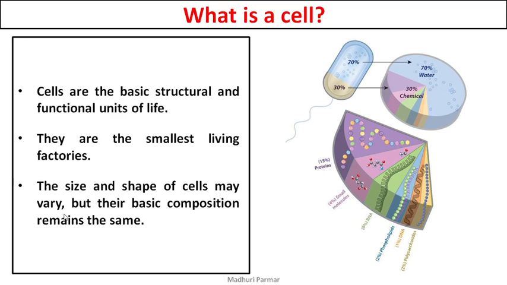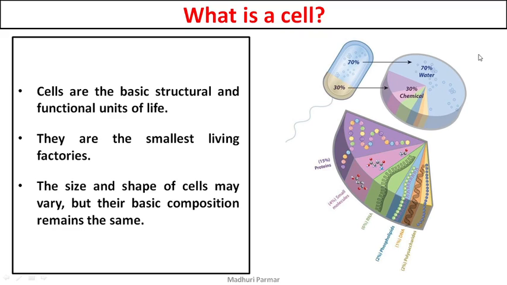And the third part is that the size and shape of the cells may vary. You have already studied that a neuron, a brain cell, is very different from a cell from your liver. A hepatocyte or a liver cell is very different from your neuron, right? And it is very different from, let us say, a bacterial cell. So the size and shape of cells may vary, which means they may be different, but their basic composition remains the same. What they are made of remains the same.